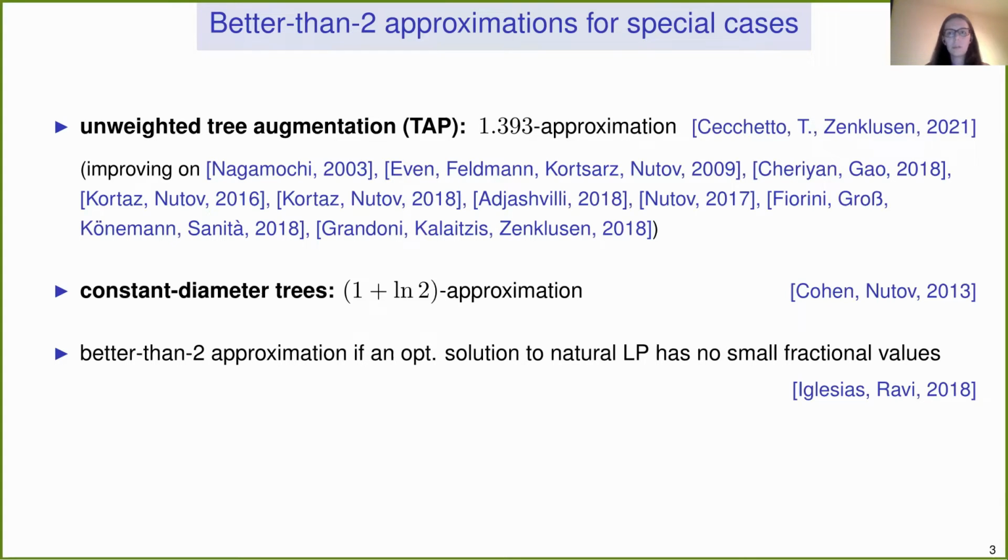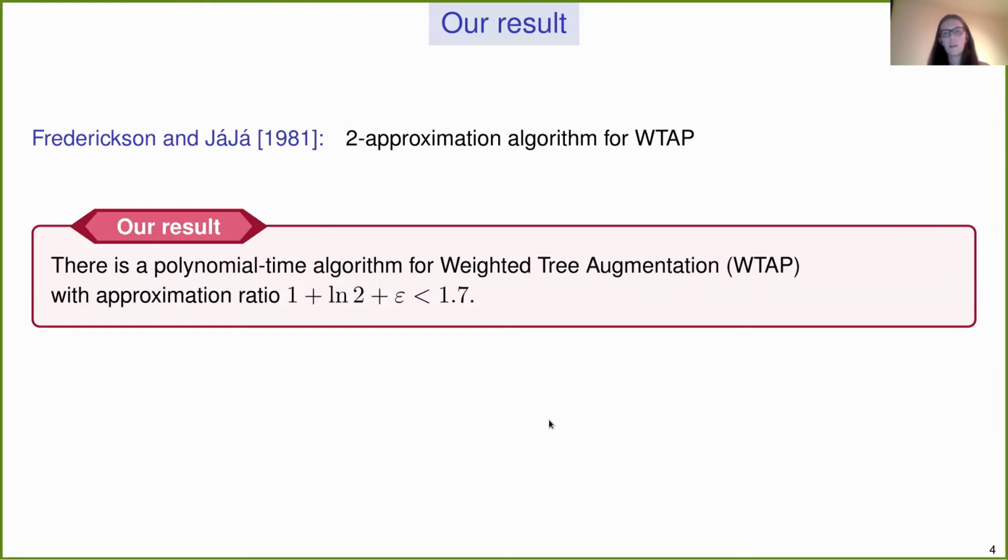And this is going to be particularly important for this talk, because the algorithm that I want to present to you later in this talk can be seen as a generalization of this algorithm by Cohen and Nutov to general instances of weighted tree augmentation. Now, for the general weighted tree augmentation problem, a 2-approximation algorithm was for a long time the best we knew, and such a 2-approximation was first obtained by Frederickson and JáJá about 40 years ago.